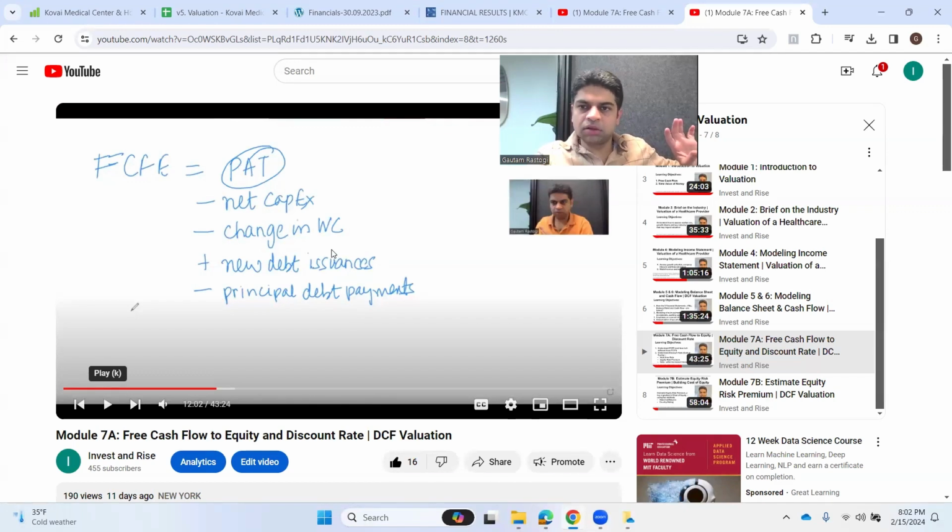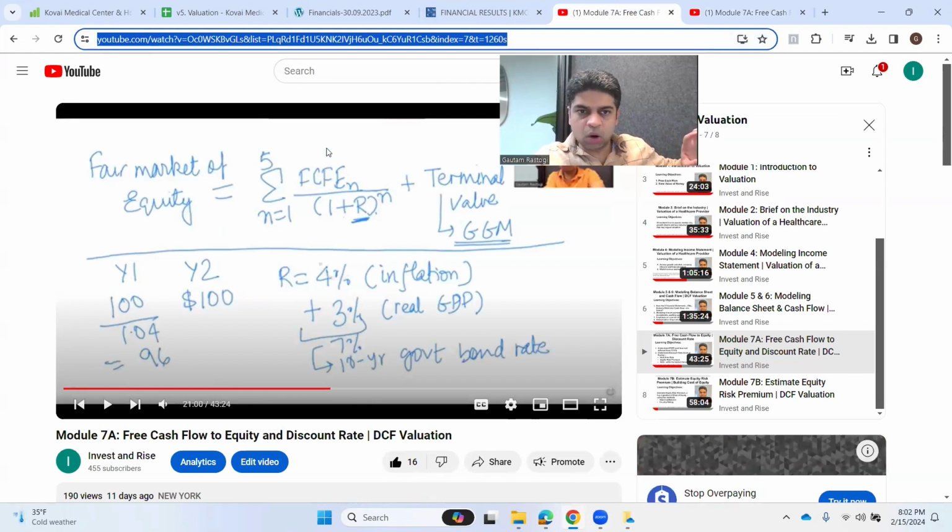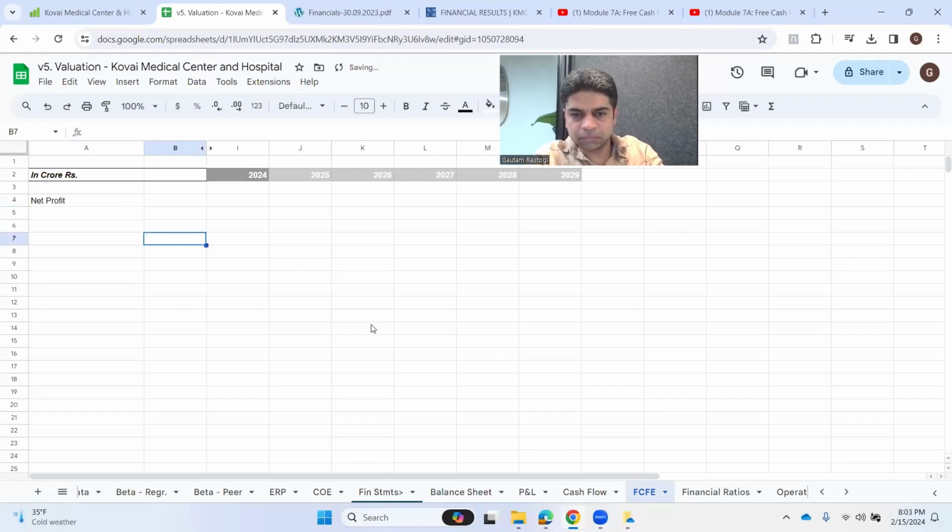And once you have done that, 5 years out, then we got to discount each of those future free cash flows by the discount rate, the cost of equity, that is R, that we estimated in the last three modules. Once we estimate FCFE, we discount it to the present, and also estimate terminal value discounted to the present as well. That's how we arrive at fair market value of equity. If you want to refresh your memory, please go to this module. Now let me go back here.